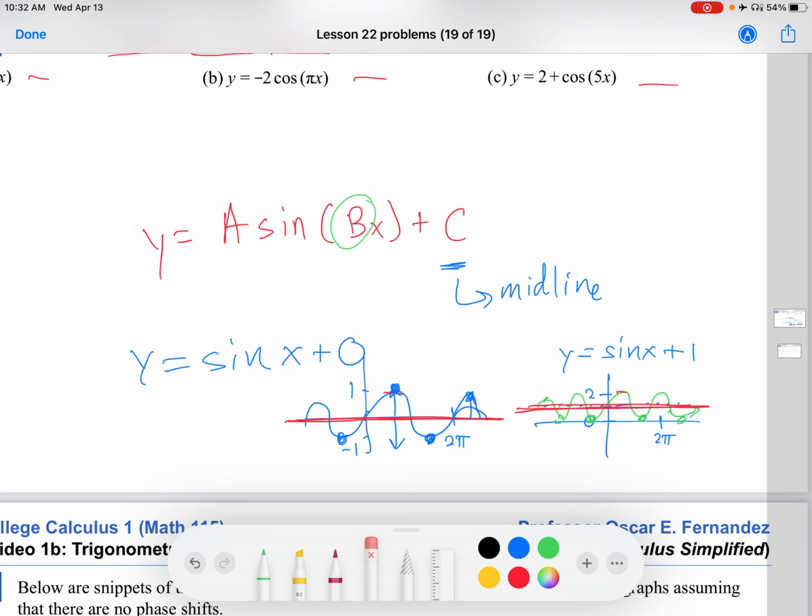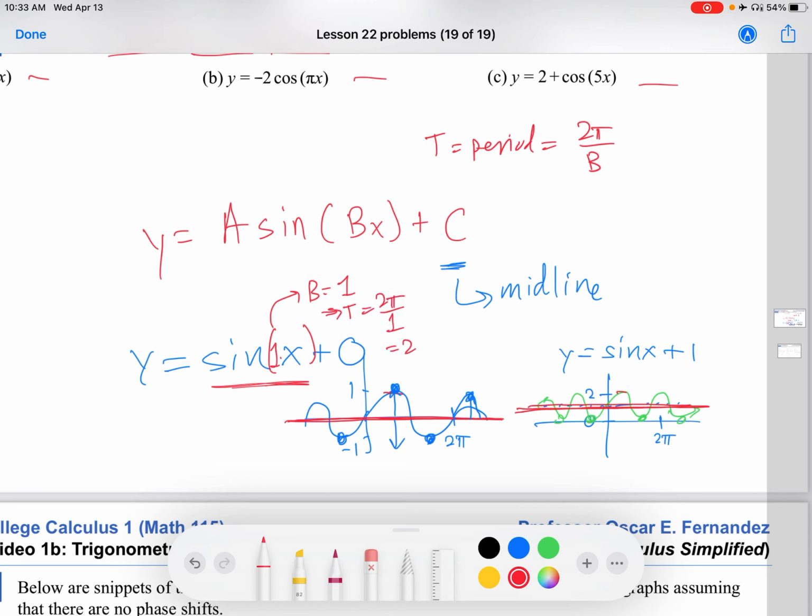So I'll actually start first talking about something that's related to b. So let's talk about T, the period, which is defined as 2 pi divided by b. So T is the period, and that means that it's the length of one cycle of the graph. So for example, if I look over here at sine x, this is really sine of x, and there's a hidden 1 times x here. So b equals 1. So that implies that my T is 2 pi divided by 1, which is 2 pi.